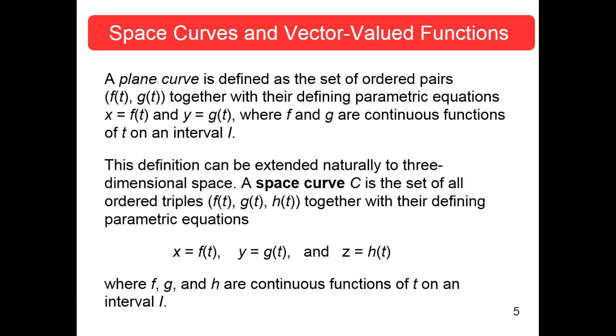The space curve C. Okay, now this is kind of a new concept. Rather than talking about the graph, we talk about a space curve. It's a set of all ordered triplets, f of t, g of t, h of t, together with the defining parametric equations. x is equal to f of t, y is equal to g of t, and z is equal to h of t, where f, g, and h are now all continuous functions of the independent variable t, and that t belongs in this interval I.